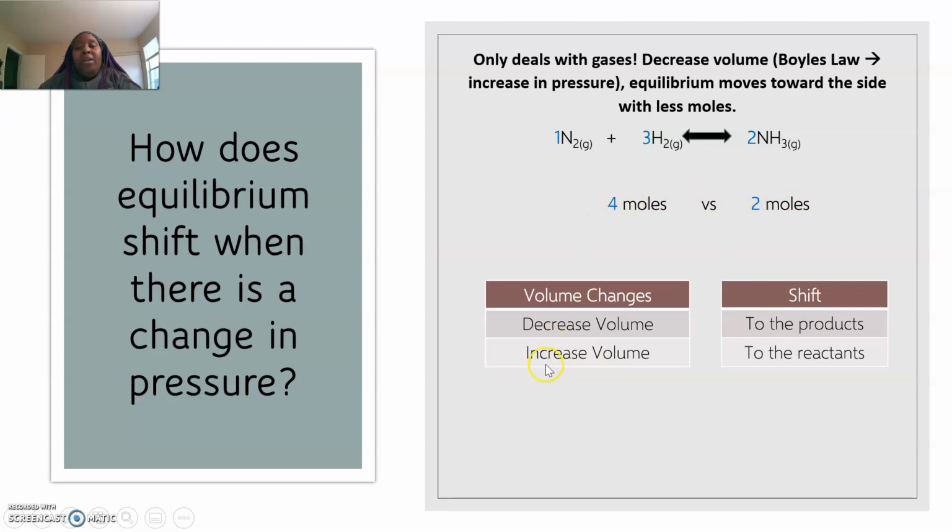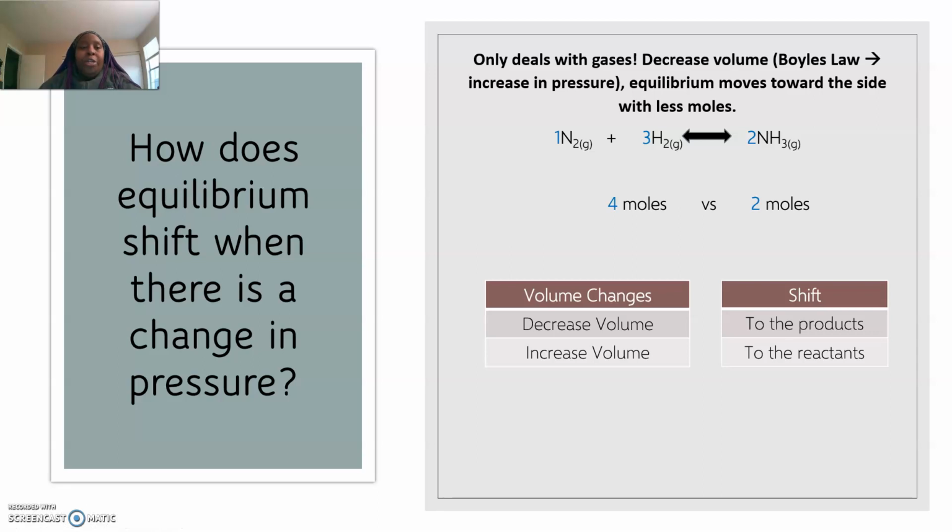On the other hand, if we increase the volume, which means decreasing the pressure, there is more space for the gas molecules to hang out in. So the reaction is going to shift toward the side that creates the most moles, because now I have the space for those extra moles. In this equation, it shifts toward the reactant side, because there are 4 moles on the reactant side versus 2 moles on the product side. I hope that makes sense.